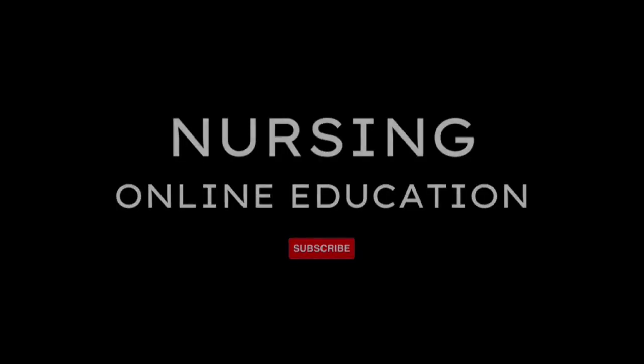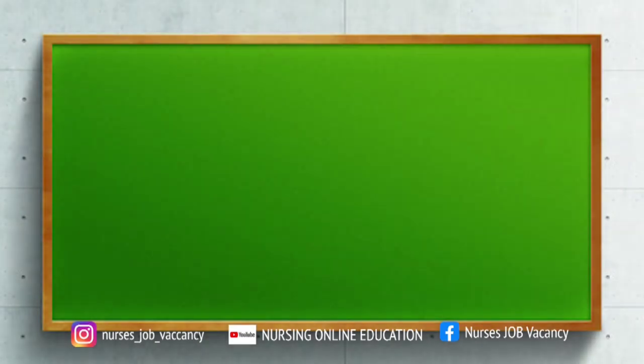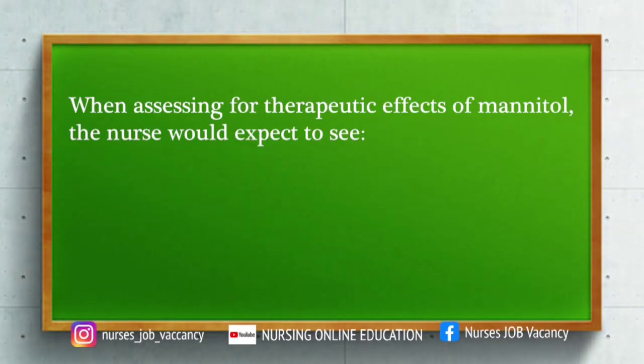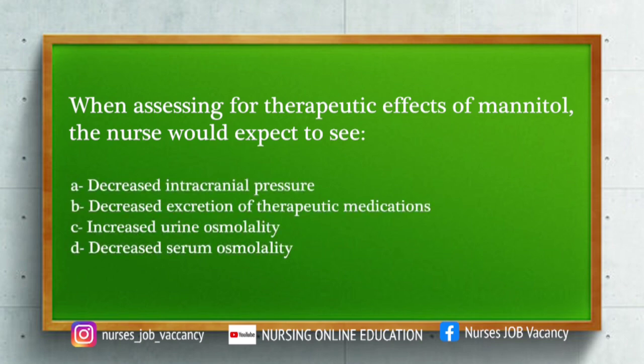Guys, let's get started. Here is our first question. When assessing for therapeutic effects of mannitol, the nurse would expect to see: A. Decreased intracranial pressure. B. Decreased excretion of therapeutic medications. C. Increased urine osmolality. D. Increased serum osmolality. And the answer: A. Decreased intracranial pressure.